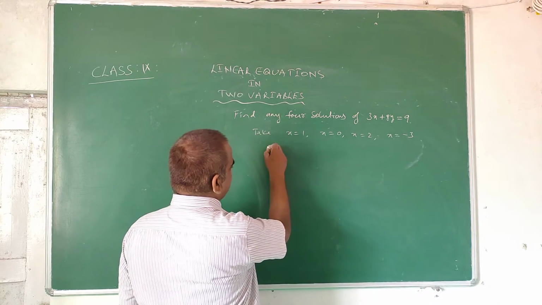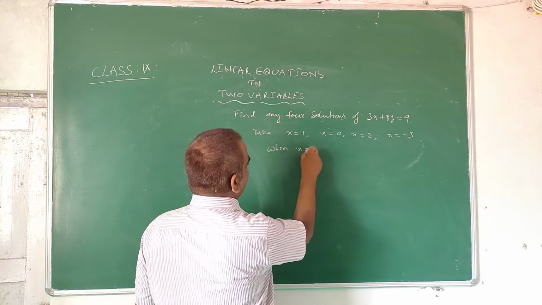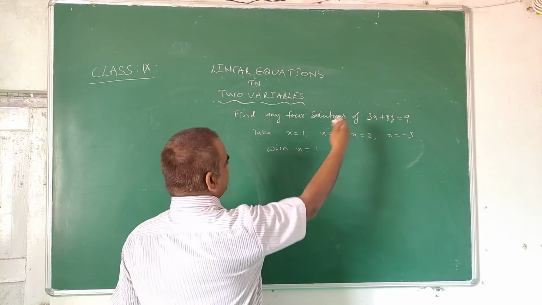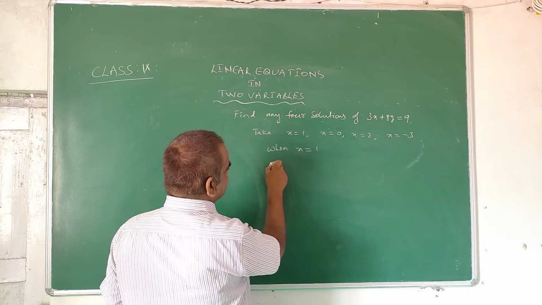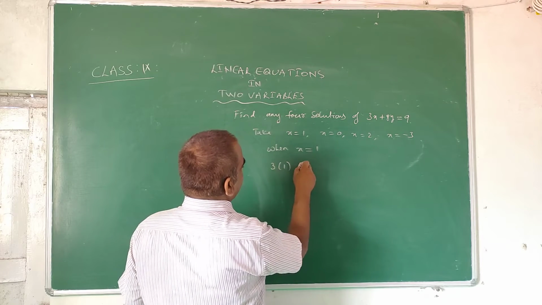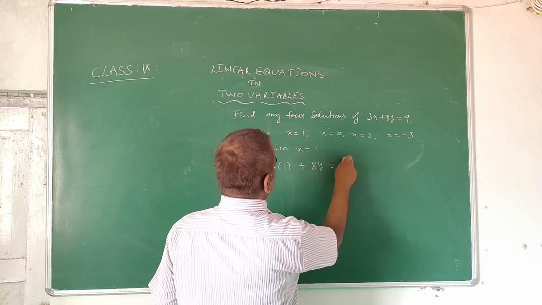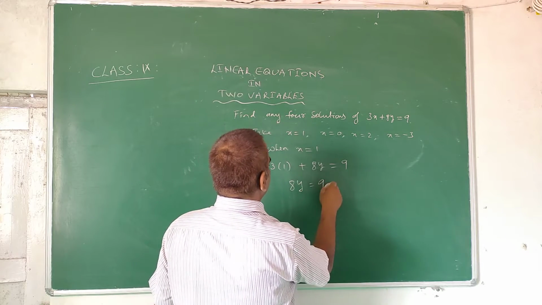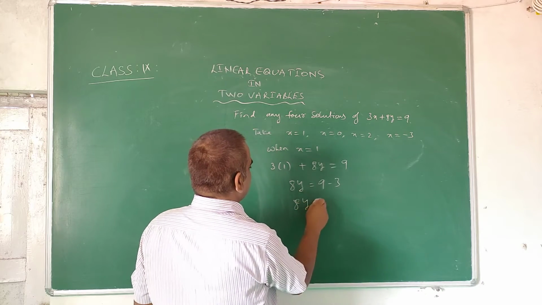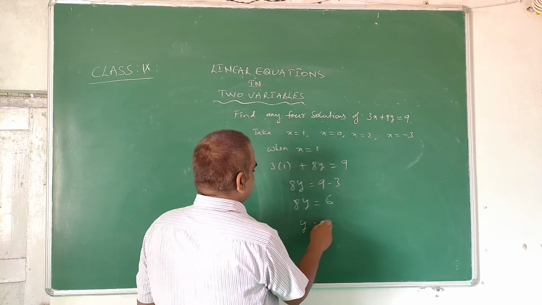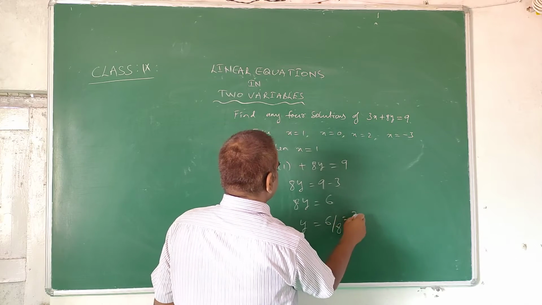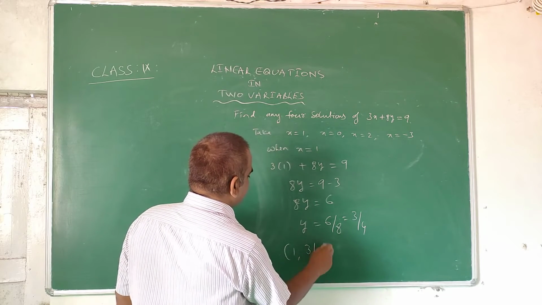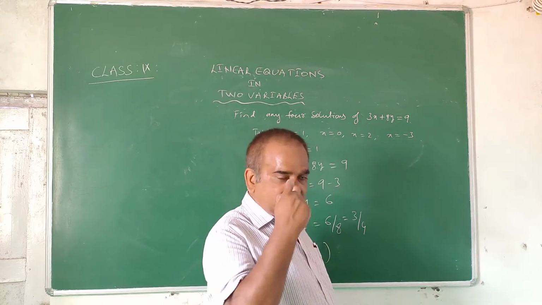Then you have to substitute the values which you have taken for x one after the other, and find the corresponding value for y. For that you substitute the chosen value in the given equation. Then you get 3 into 1 plus 8y is equal to 9. 3 into 1 is 3, so 8y is equal to 9 minus 3, so 8y is equal to 6, y is equal to 6 by 8, so 3 by 4. Therefore 1 comma 3 by 4 is one solution. Understood?